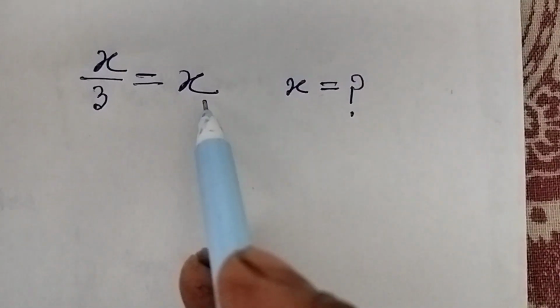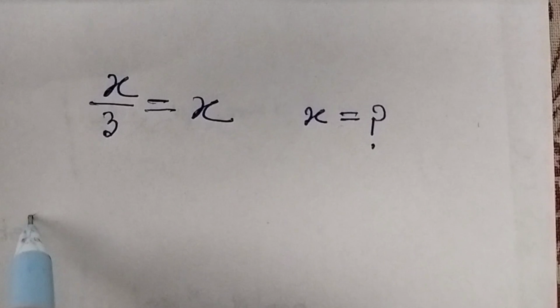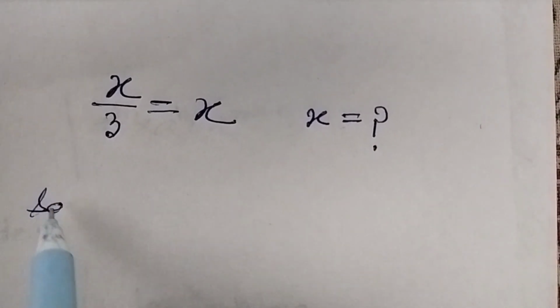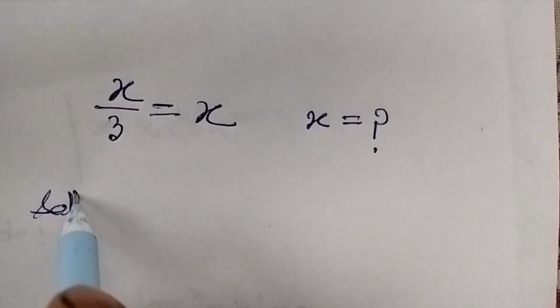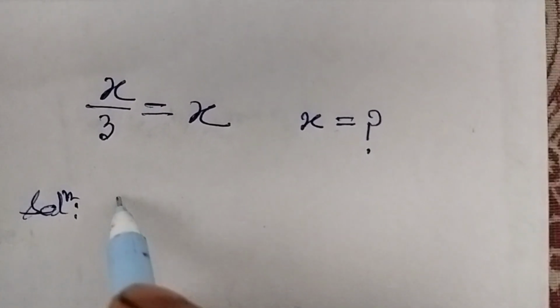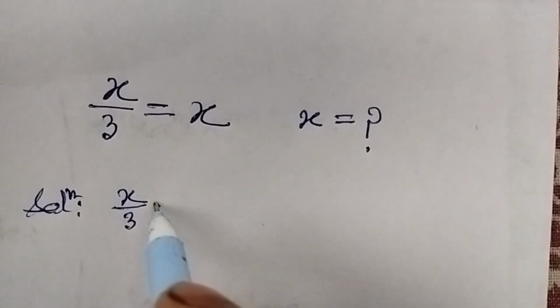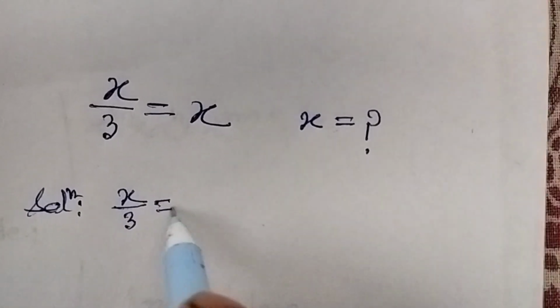x by 3 equal to x. We will have to find the value of x. Let's see the solution. First of all, we write the given equation, that is x by 3 equal to x.